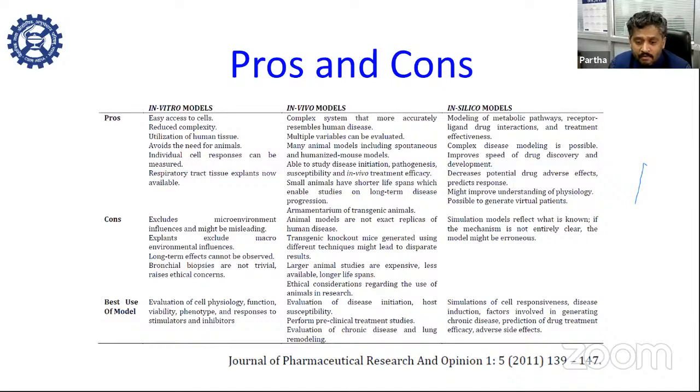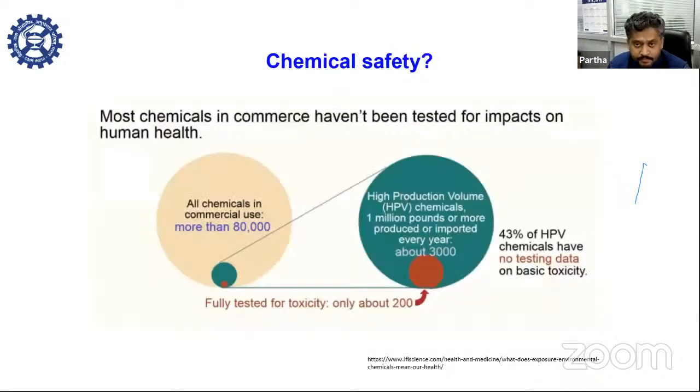Definitely this is going to be an advantageous method for drug design and development, and not only that, also for safe product and process development. I'm going to show a few examples from our research. One example is chemical safety. As I said earlier, more than 80,000 chemicals are currently registered, but we went for high production volume chemicals, about 3,000 chemicals produced or imported at 1 million pounds or more every year. They are used in many applications, like our day-to-day consumer products.